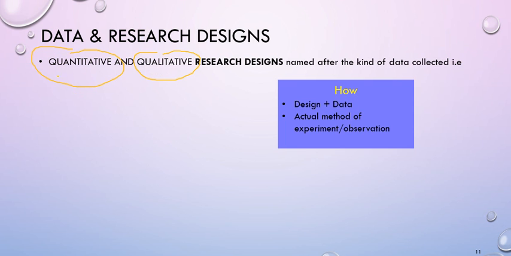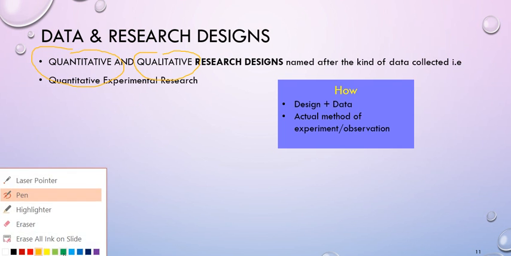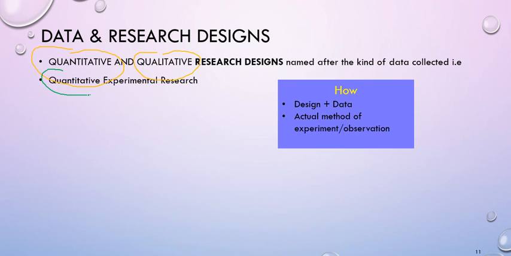But if during your observation you collect data related to their brain waves, to their heart rate, or to the speed they respond to a test, in your observational design, these are quantitative data. Another kind of example we have is, let me change the color, quantitative experimental research. This tells me that my design is an experiment, but my data are numerical.